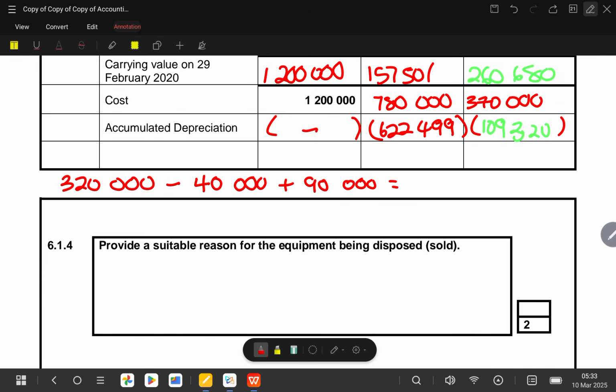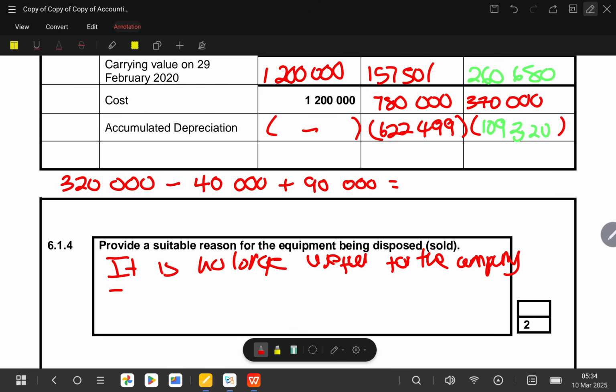The last question they are asking us is what the possible reasons are for an equipment being sold. We can say it is because it is no longer useful for the company. Okay, and then we can also say maybe it is costly to repair.